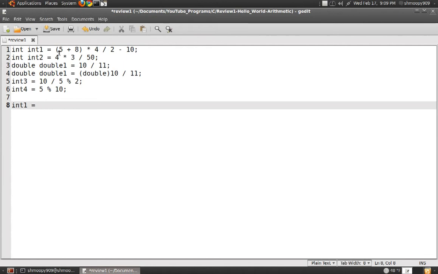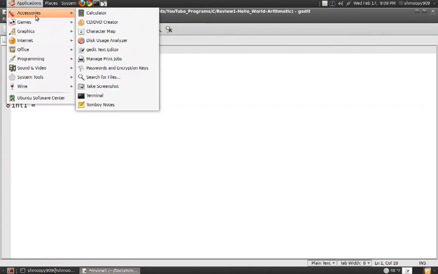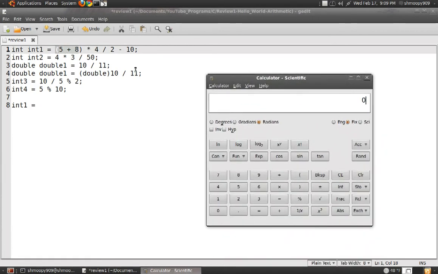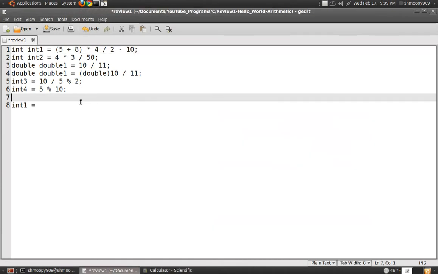So if you remember from the order of operations, parentheses go first. Let's bring up our little calculator so we can do this. So we know parentheses go first. We're going to do 5 plus 8, which should give us 13. And then the multiplier and the divider have equal precedence, so it's going to go from left to right from there. And then the minus 10 has the lowest precedence, so that will be done last. And the answer should be 16.